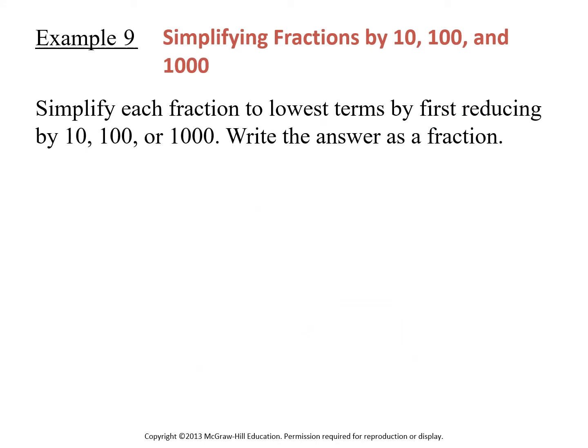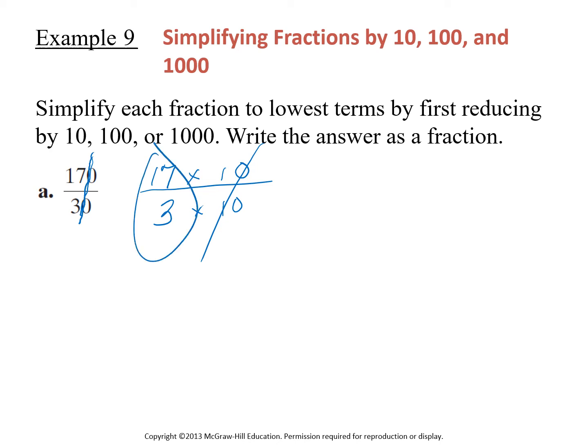Okay, we can simplify fractions by reducing out common factors of 10, 100, or 1000. So I can rewrite 170 as 17 times 10, and 30 is 3 times 10. And the 10s cancel. It's the same as canceling a 0 off of each of those numbers. And we see that 17/3 is my reduced fraction.